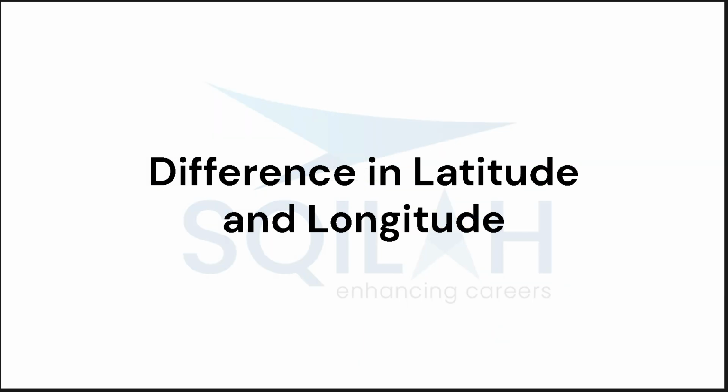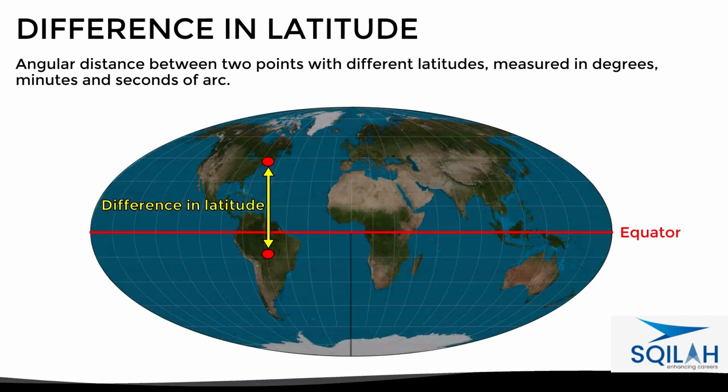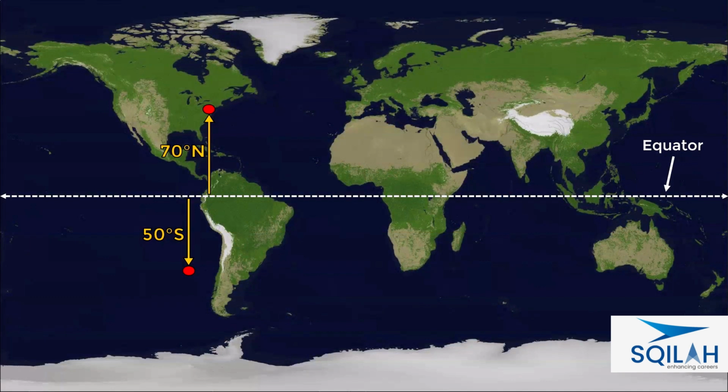Let us now look at the concepts of difference in latitude and longitude. The difference in latitude refers to the angular distance between two points with different latitudes, measured in degrees, minutes, and seconds. In other words, the difference in latitude refers to how far apart two points are in terms of latitude. For example, here we have 2 points with different latitudes, 70 degrees north and 50 degrees south. In this case, the difference in latitude would be 120 degrees.